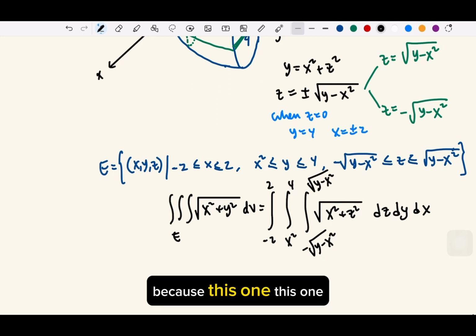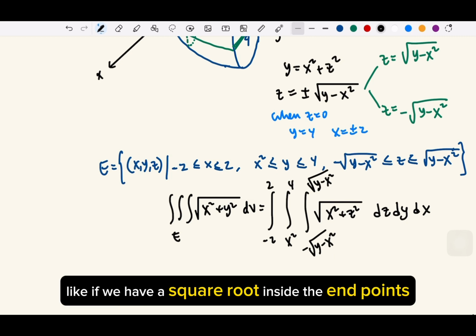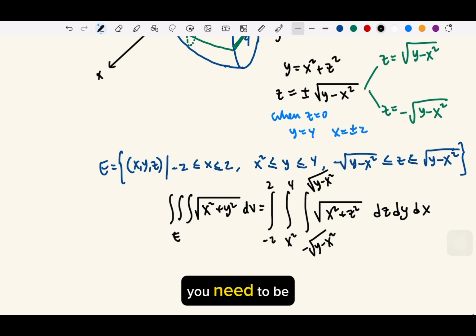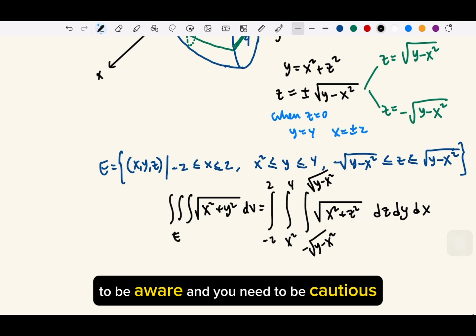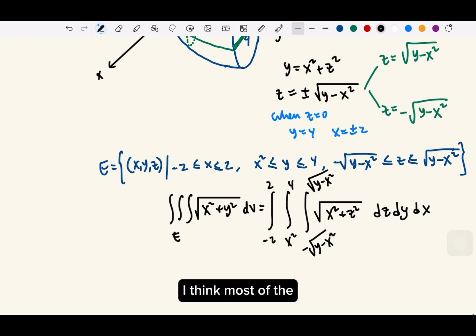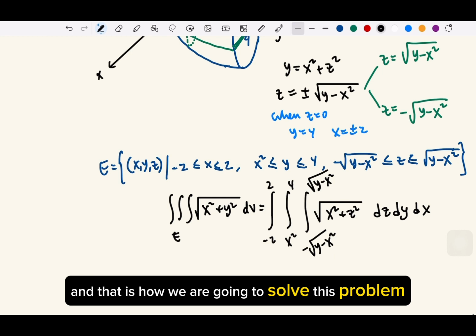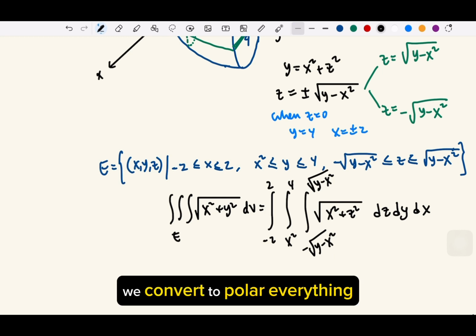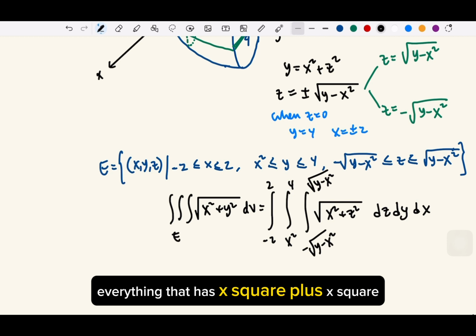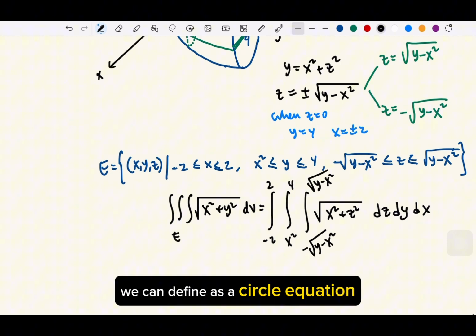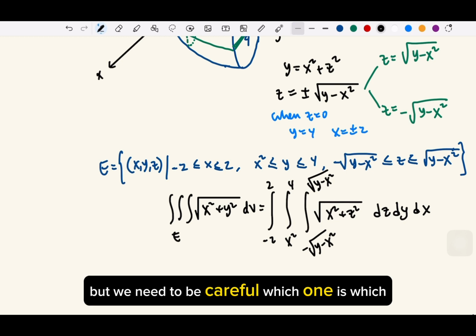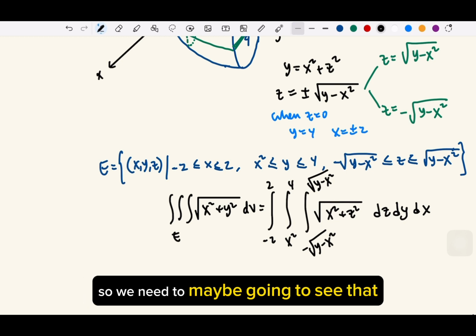Because this one, if we have a square root inside the endpoints, you need to be aware and you need to be cautious. I think most of the time, if you see this, then it means that we can convert it to polar. And that is how we are going to solve this problem. We convert to polar. Everything that has X squared plus Z squared, we can define as a circle equation. So we can define this as a circle. But we need to be careful which one is which.